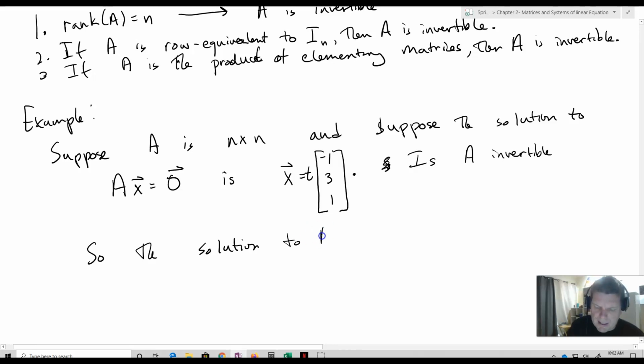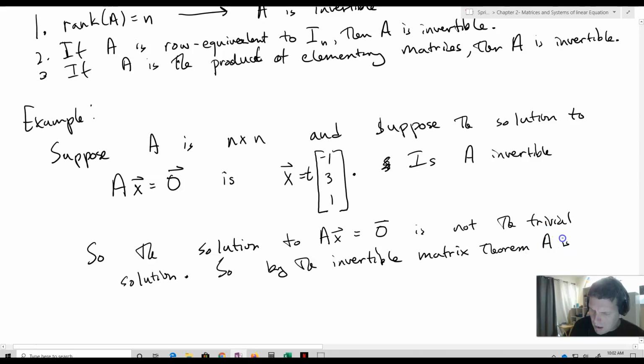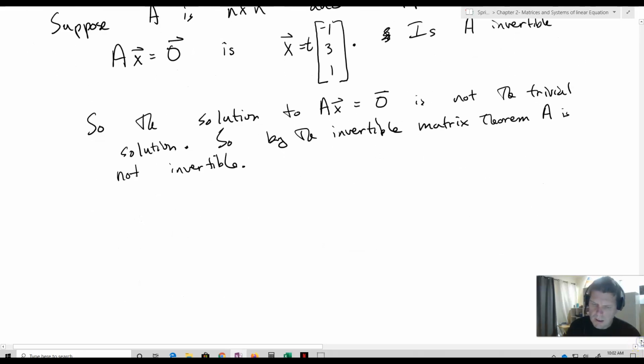So the solution to Ax equals 0 is not the trivial solution. It actually, in fact, has an infinite number of solutions, okay? So, by the invertible matrix theorem, A is not invertible. Okay, there it is. Let's try another one.